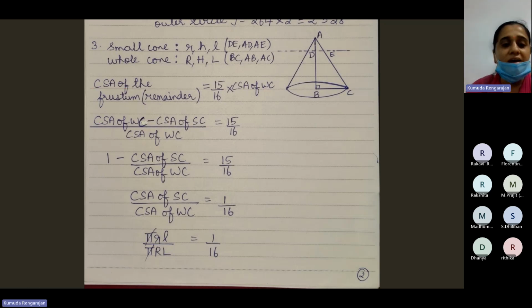As we understood, let's replace this frustum with big cone and small cone. So the CSA of the whole cone, CSA, not TSA, CSA, minus the CSA of the small cone will be the CSA of the frustum, right? Only the curved surface area we're talking about. This is the curved surface area of the whole cone. The curved surface area of the whole cone minus the curved surface area of the small cone will be the curved surface area of the frustum, right?